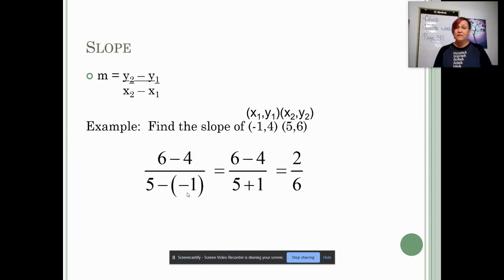This problem can simplify. I can divide the top and bottom both by 2. And so my final answer for this question is 1 over 3. Remember, slope is telling you the rise and the run of the line. So this is telling me that I have a line that rises 1 and runs 3. Up 1, right 3.